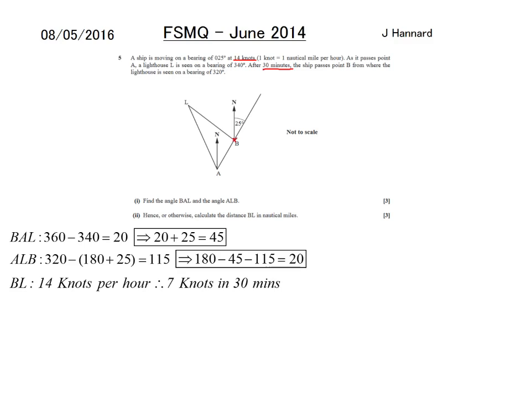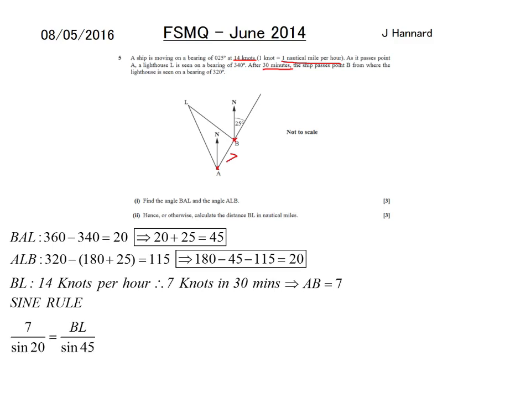So it's obviously travelled 7 knots in 30 minutes. Therefore, AB equals 7, because remember 1 nautical mile per hour is 1 knot, so we'll call that 7. And then just use the sine rule. So we've got some angles there.